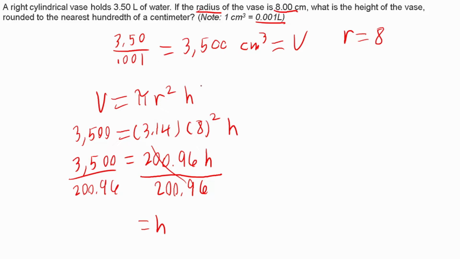This is where we need a note. It says round to the nearest hundredth of a centimeter. Hundredth place is our second decimal. So we're going to get 17.42.